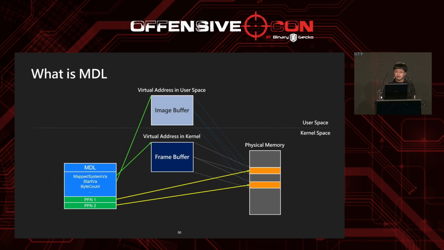In kernel streaming, an MDL describes a frame buffer that is mapped into user space and kernel space, and both mappings refer to the same physical memory. As a result, when data is read from the device, it is written to both buffers at the same time.